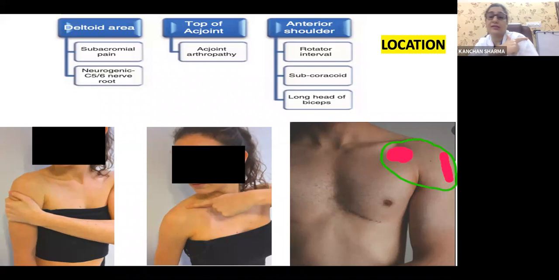Like rotator interval is somewhere here, but of course you can have a diffuse pain in this condition. So it could be from either of the ones which I have listed.